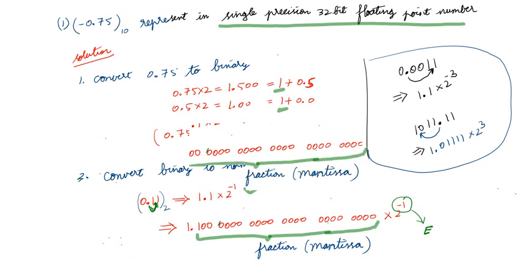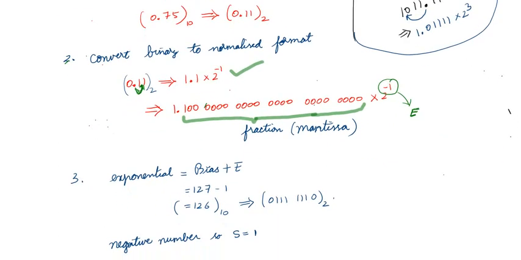Okay, then there is something 2 to the power minus 1, right? This minus 1 you represent by the notation e. So how do you compute the exponential? Exponential is nothing but the bias plus e. The bias in single precision floating point representation is 127. Keep in mind that the bias is 127. So e in this case is minus 1, so 127 minus 1, which is 126.